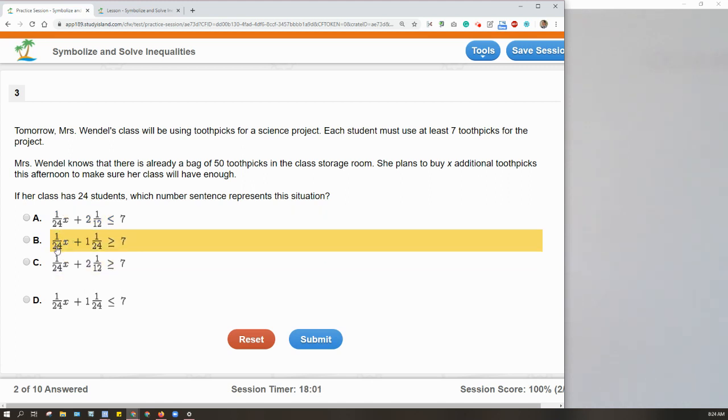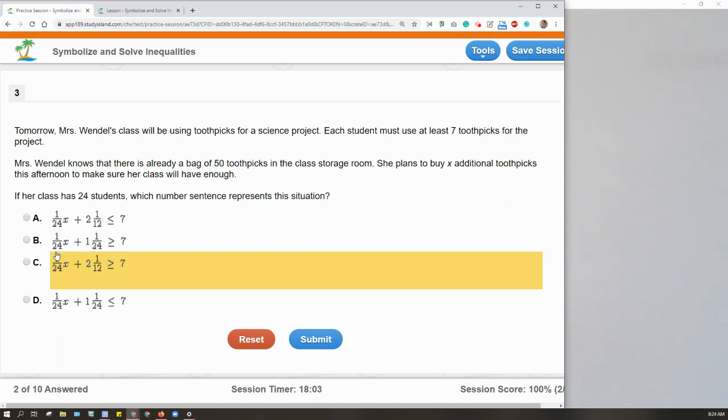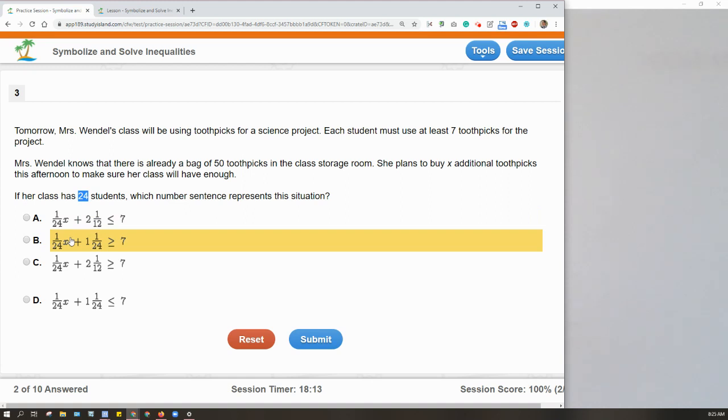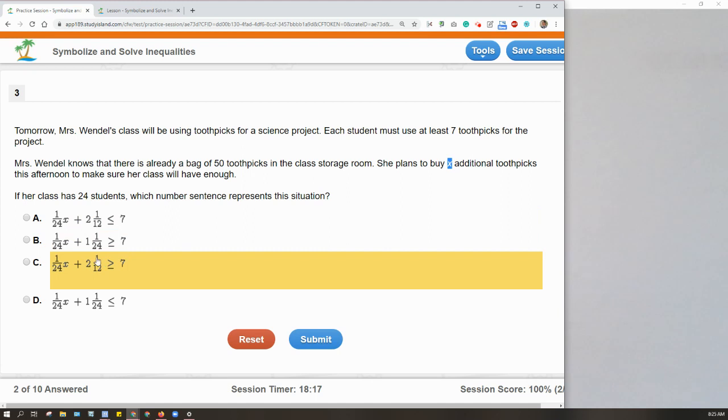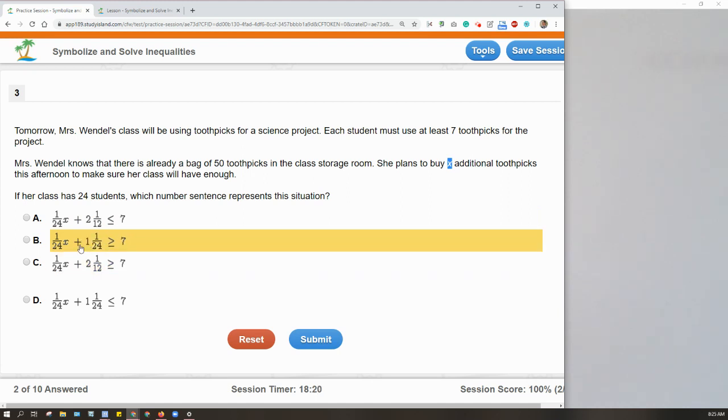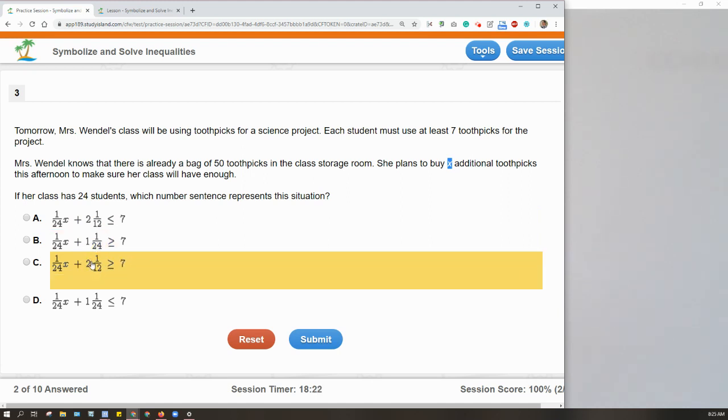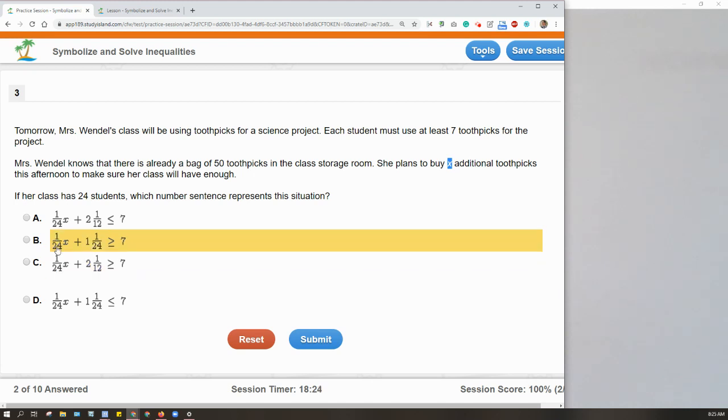Now, they both start off with 1/24 times X. Why would that be true? Because each one of her kids, there's 24 of them. So each one of the kids is 1/24 of the class. So each kid is going to get 1/24 of the toothpicks she buys, theoretically. Now, they differ in what they add to them. One is adding 1 and 1/24, one is adding 2 and 1/12. And they say that those added together have to be greater than or equal to 7.